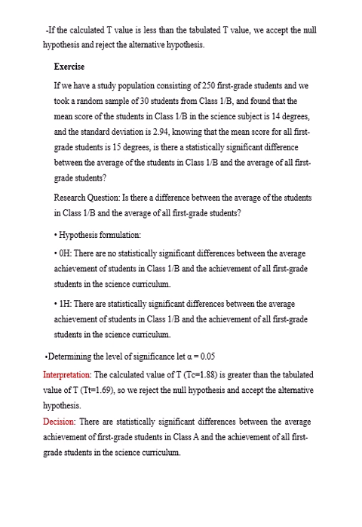H0. There are no statistically significant differences between the average achievement of students in Class 1B and the achievement of all first-grade students in the science curriculum. H1. There are statistically significant differences between the average achievement of students in Class 1B and the achievement of all first-grade students in the science curriculum. Determining the level of significance, let alpha equals 0.05. Interpretation. The calculated value of t, Tc equals 1.88, is greater than the tabulated value of t, Tt equals 1.69, so we reject the null hypothesis and accept the alternative hypothesis.